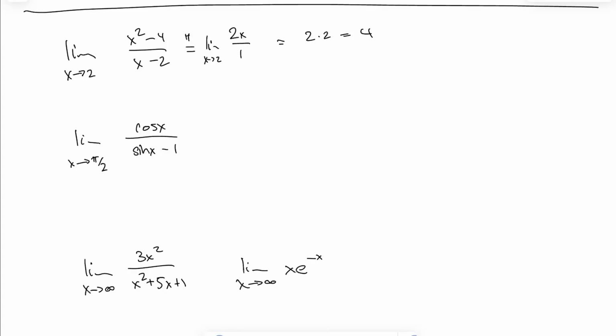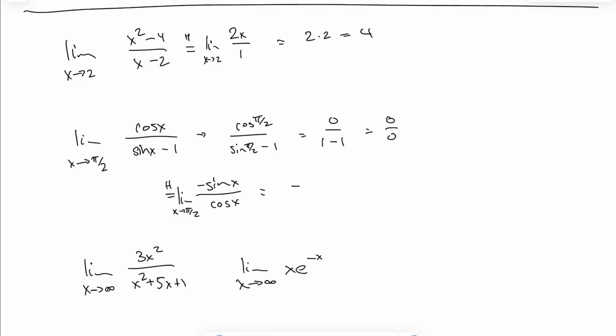Cosine x over sine x minus 1. Again, when I plug in here, this gives me cosine of pi over 2, which is 0. Sine of pi over 2 minus 1, that's 1 minus 1, so this is 0 over 0. So we should do the L'Hopital rule, and we get minus sine x on top, and on the bottom, cosine x. And then plugging in here gives me negative 1 up top and a 0 on the bottom.